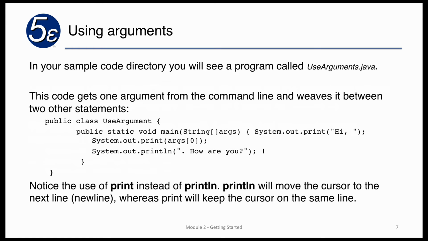In your sample code directory, you'll see a program called UseArguments. This code gets one argument from the command line and weaves it between two other statements. So you'll see here where we have the main function, we have hi, then args[0], and then we say how are you. Notice we use print instead of println. Println actually moves the cursor to the next line or creates a new line, whereas print will keep the cursor on the same line. So by doing the two prints first, it will keep it on the same line, follow up with how are you, and then take you to the next line. So all of the items will appear on the same line.